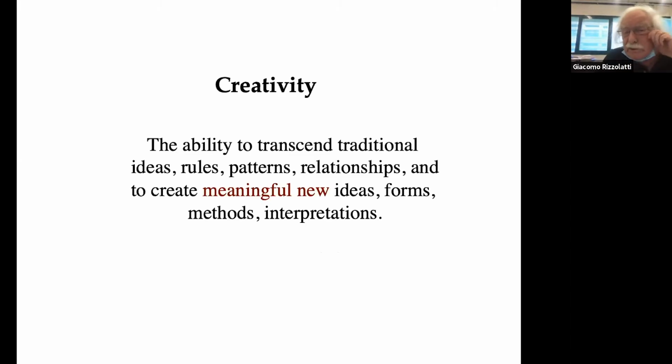So I put this definition, which is a kind of mix from different dictionaries, and it says: the ability to transcend the traditional ideas, rules, patterns, relationships, and to create meaningful new ideas, forms, methods, interpretations. Meaningful new, that's very important, because creativity should be meaningful and something useful. So you cannot take a monkey, put it on a canvas, give it a color and say, oh, he creates something. The creativity is related to meaningful.